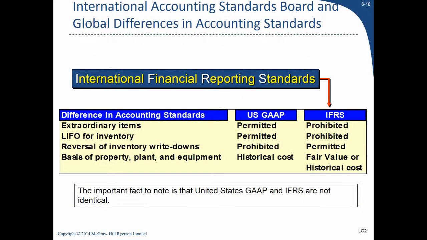You don't need to know this. This just shows that different accounting standards have different rules for certain items. Notice how IFRS prohibits certain items, whereas US GAAP permits them. US GAAP is just the US principles. Everyone else in the world uses IFRS except the US, which uses its own accounting standards.